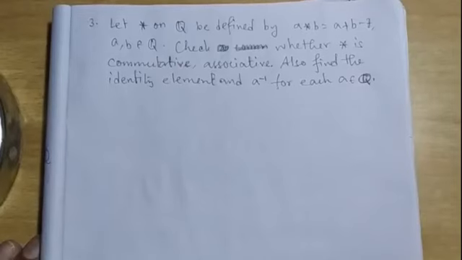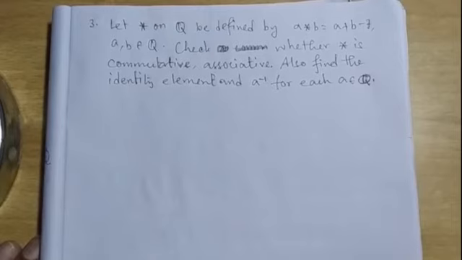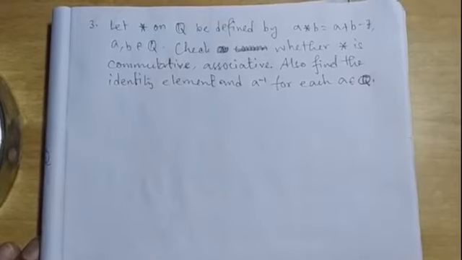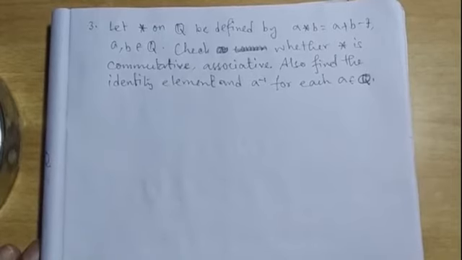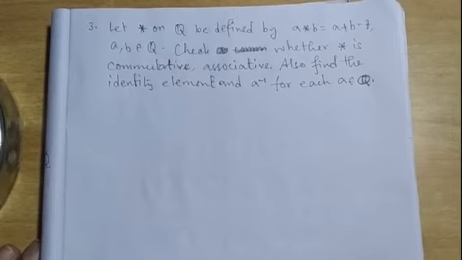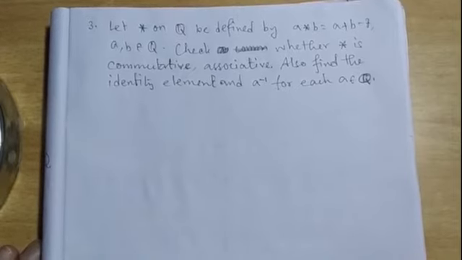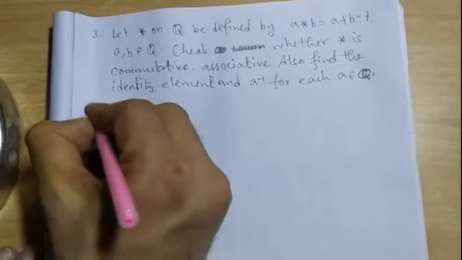Okay, so this is our third problem: let star on Q be defined by A star B equal to A plus B minus 7, where A and B belong to Q. We have to check whether star is commutative, associative. Also we have to find the identity element and the inverse for each A belonging to Q. So one by one we will do all of it.